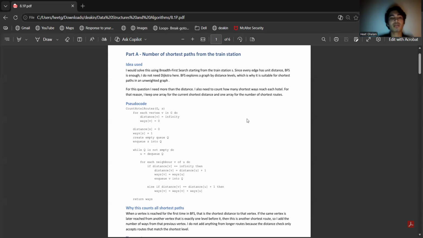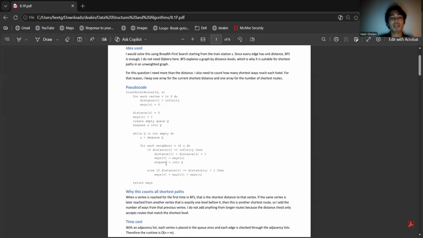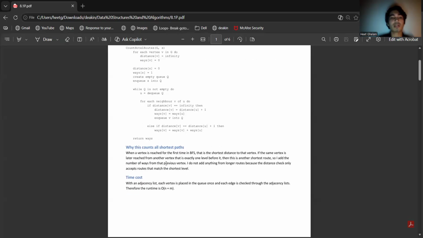In my solution, I used two arrays, one array called distance to store the shortest distance and another array, ways, to store the number of shortest paths. Initially, all distances are infinite and ways are always 0. The source node gets distance 0 and ways equal to 1. During BFS, if I discover a node for the first time, I set its distance and copy the number of ways from the previous node. If I later reach the same node again, then I add the number of ways from the current node. This allows the algorithm to count all shortest paths correctly.